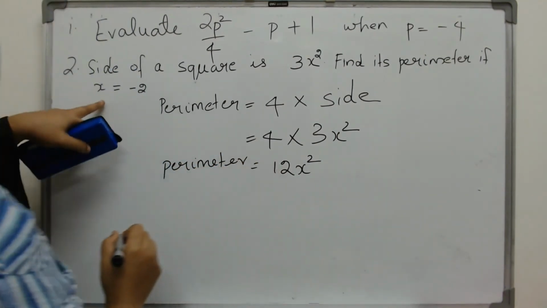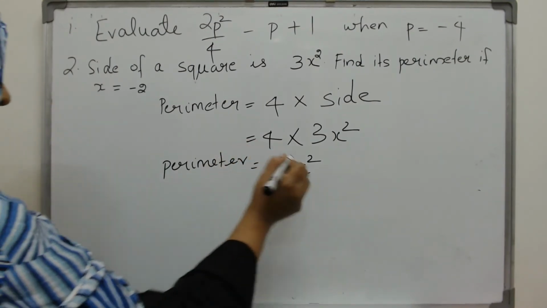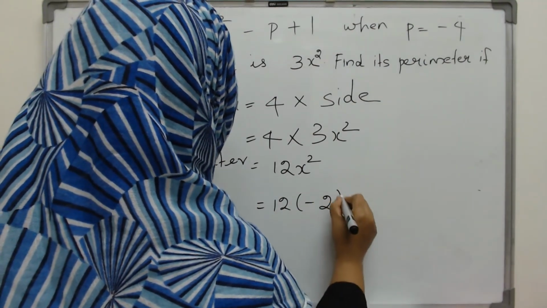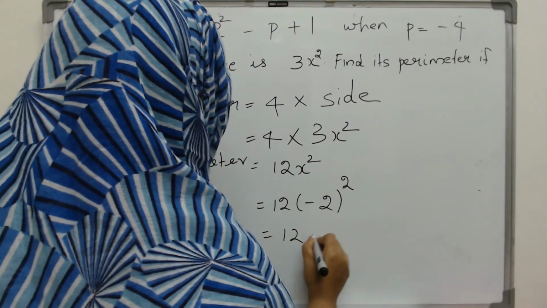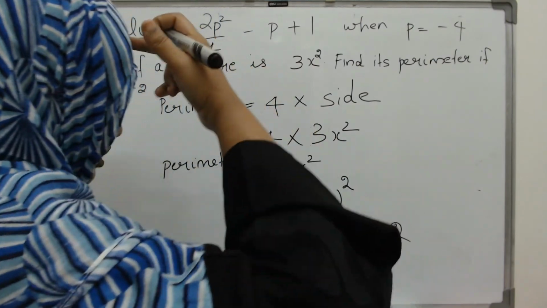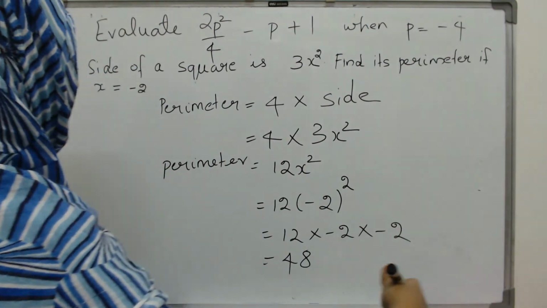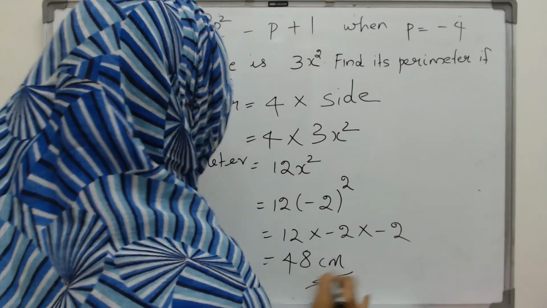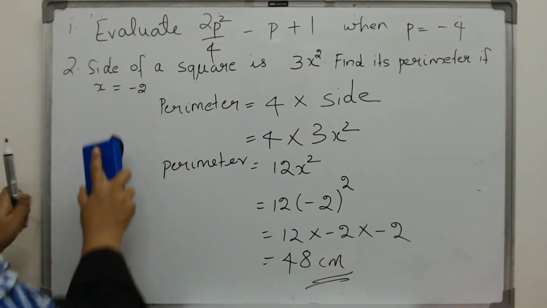But then we have a second part in the question. What if x is minus 2? Then instead of x, put minus 2. Again, do not forget to put the bracket. So that would be 12 into 4, that would be 48 centimeter square or meter square, whatever the unit is, you get that. So this is the side of the square.